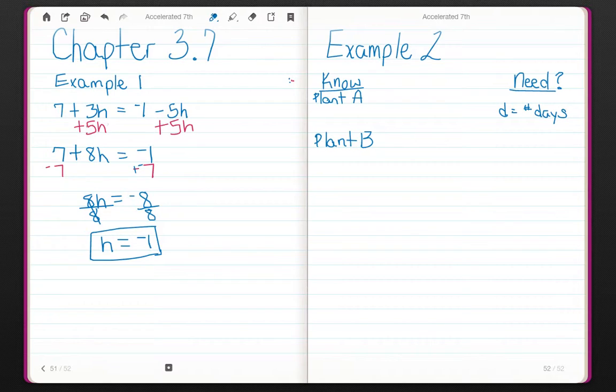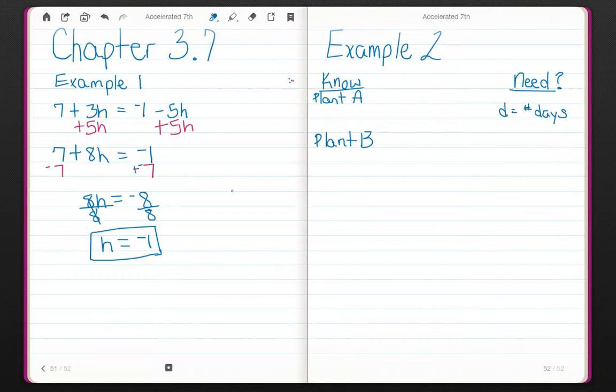So remember, whenever you have a variable on both sides of the equation, you need to first move the variable so that it's only on one side of the equation and combine like terms. So let's look at example 2.